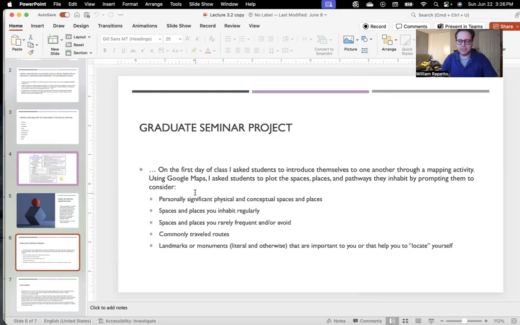So the rest of her study, just to give it a nice full overview, is that she did a graduate seminar project for teaching a graduate technical writing course. And she says on the first day of class, I asked students to introduce themselves to one another through a mapping activity. Using Google Maps, I asked students to plot the spaces, places, and pathways they inhabit by prompting them to consider personally significant physical and conceptual spaces and places you inhabit regularly, spaces and places you rarely frequent and/or avoid, commonly traveled routes, and landmarks or monuments, literal or otherwise, that are important to you that help you to locate yourself.